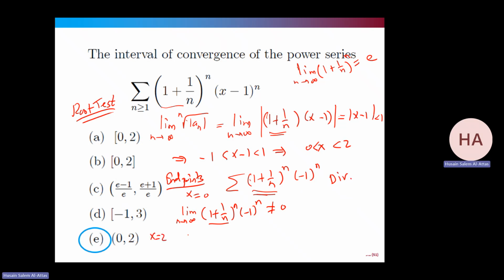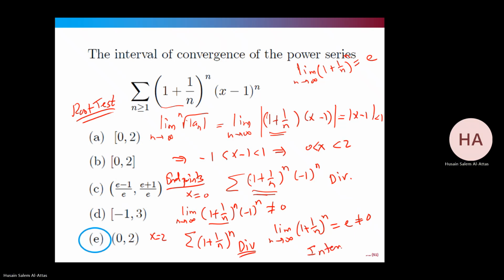x equal to 2 is the same problem. Actually, it's clear. That will be 1 plus 1 over n, all to the power n, times 2 minus 1, which is 1 to the power n, which is done. So this limit will be e, not equal to 0. So diverge. So both diverge. So what is the interval? The open one, 0, 2. That will be my answer.